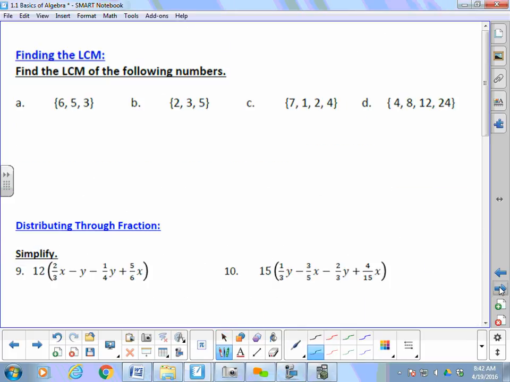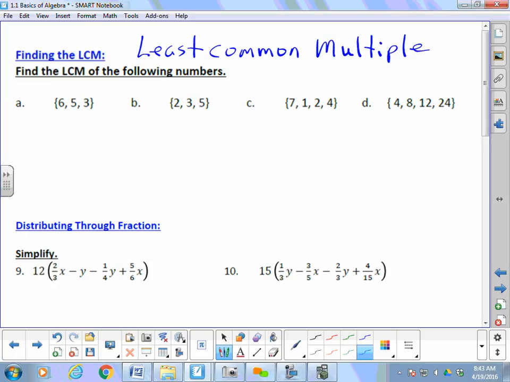Okay, last thing, well, there's two things left. We'll get through these quick. Okay, least common multiple, LCM, least common multiple. What does it mean? Okay, smallest number they all go into. All right.